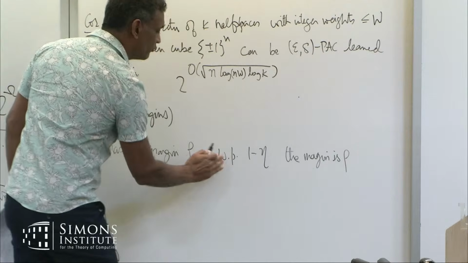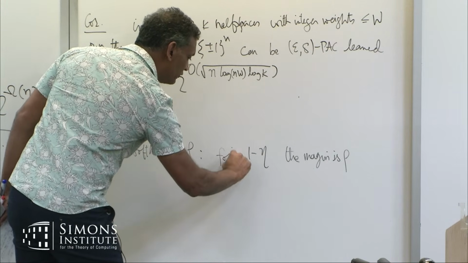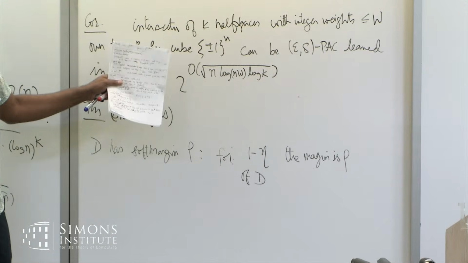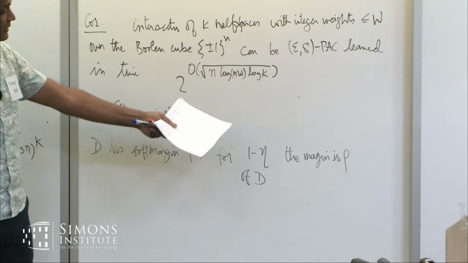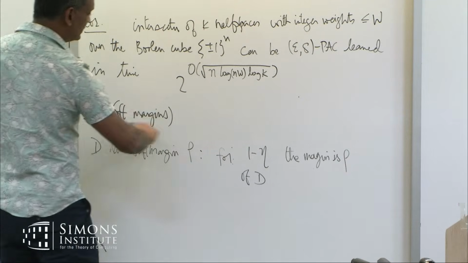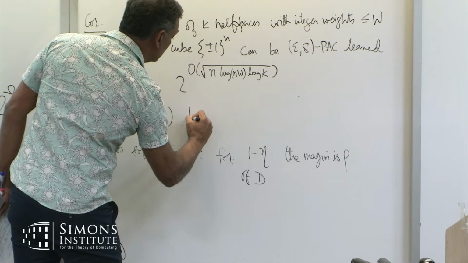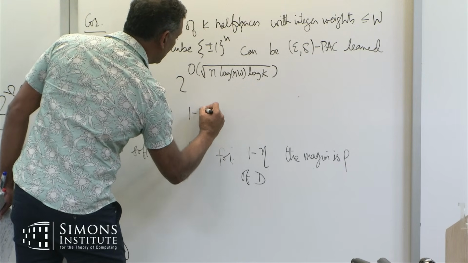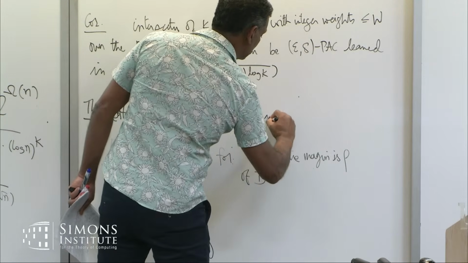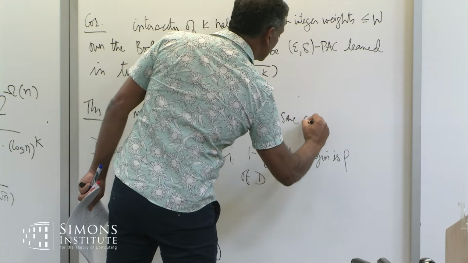I just mean that for 1 minus eta of D, so most points, or some 1 minus eta fraction of points, are at distance rho. You're allowed to have eta points here, and then the 1 minus eta must be away. At most, eta points are allowed in the margin. And so whatever this eta is, the theorem says you can learn 1 minus eta minus epsilon of D in the same time complexity.